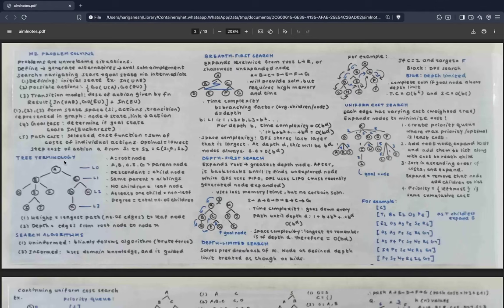First is just tree terminology. A here is the root node, and the parent nodes are the ones that have children. B and C are children of A, D, E, F are children of B, G and H are children of C, and K is a child of G. If you have no children, you're known as a leaf node. Here the leaf nodes are I, J, and K. The degree of a node is the total number of children.